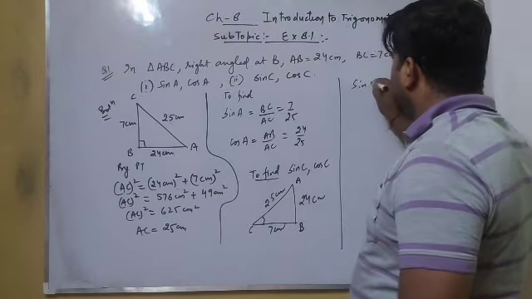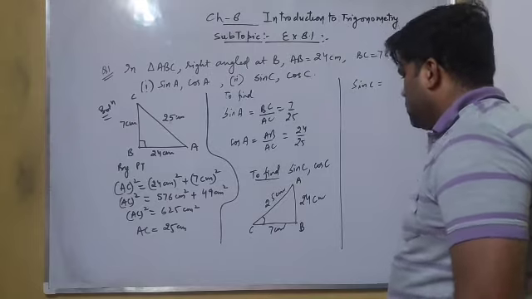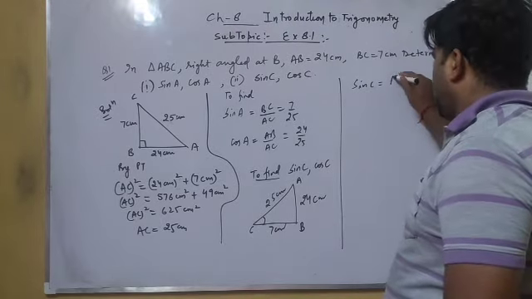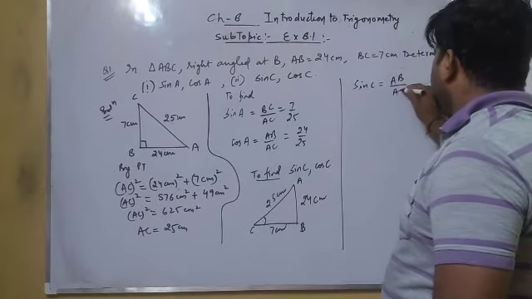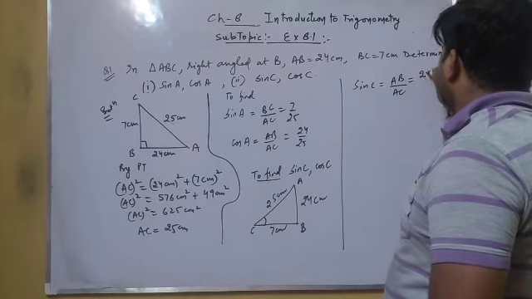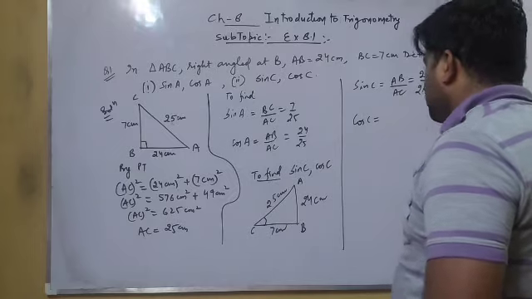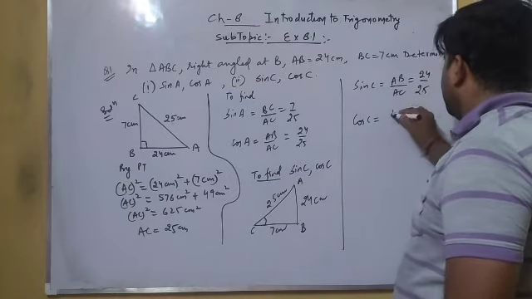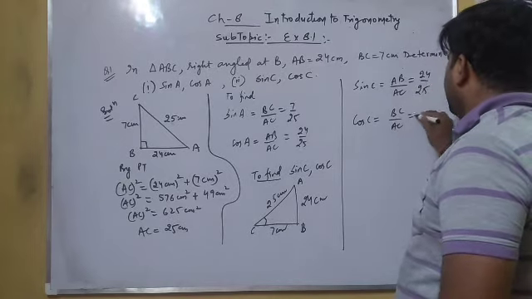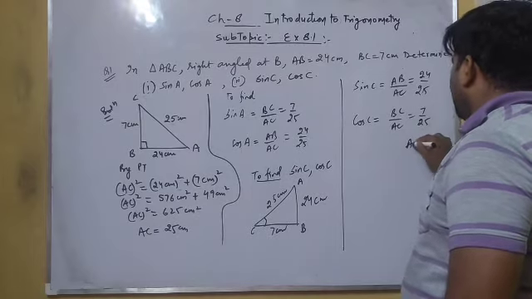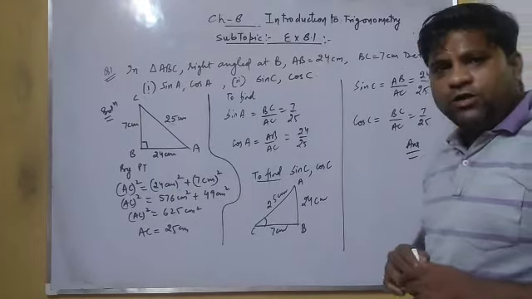So here sin C is equal to AB upon AC, which is 24 upon 25. Similarly, for cos C, which is cosine of angle C, it is BC upon AC, which is 7 upon 25, which is the required answer.